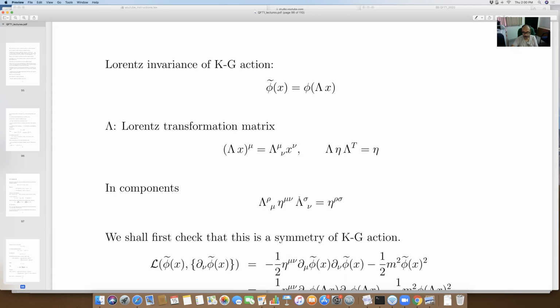But we'll of course prove it explicitly. We will not assume that once you have one up, one down index, it's automatically Lorentz invariant. So this is the component form. Let me explain this: lambda, eta, lambda transpose.